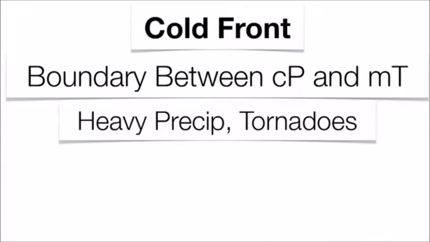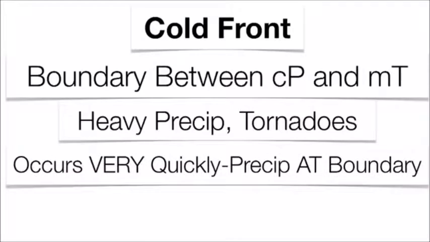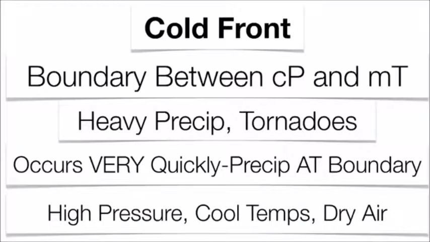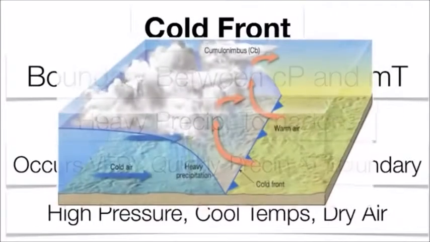What happens here is that you tend to get very heavy precipitation, tornadoes, thunderstorms, very simply because you get a very quick change in the atmosphere. Cold fronts travel very quickly, so they force that warm air up so rapidly, condensation is so violent, you get that nasty precipitation right at the frontal boundary. Once that air mass travels through, though, you get higher pressure, cooler temperatures, and much, much drier air.